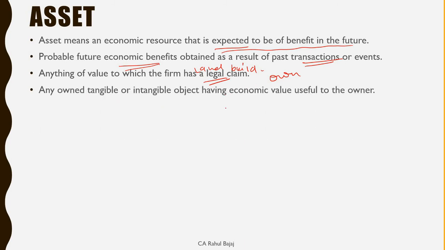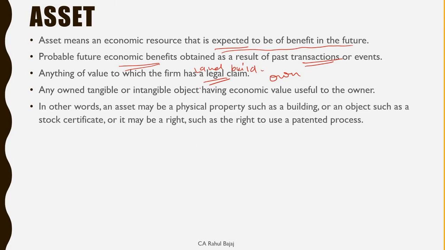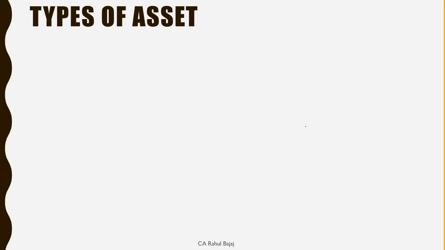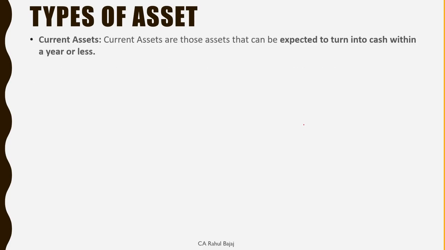Any owned tangible or intangible object having economic value or useful life, useful to the owner, that is my asset. In other words, an asset may be a physical property such as a building, or an object such as a stock certificate, or maybe a right such as the right to use a patented process. So that is my asset. Now we will see the types of asset.